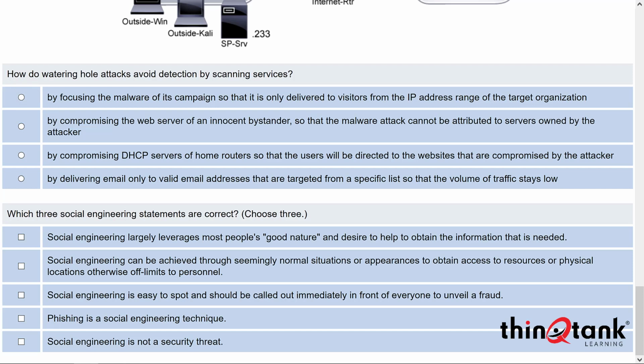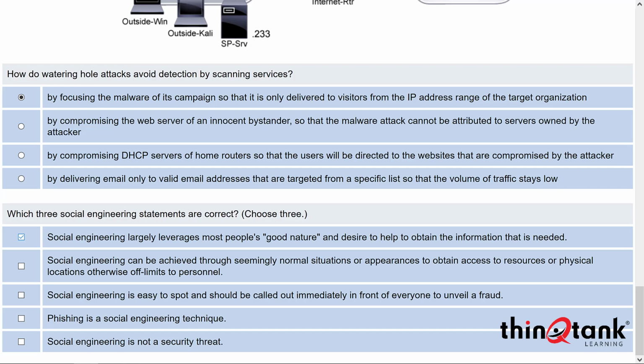All right. Let's see if we can get that highlighted there. Come on, there we go. Which three social engineering statements are correct? Social engineering largely leverages most people's good nature and desire to help. I mentioned that a couple of different times, right? It is just in our nature, most of us, not everybody, but most of us, to want to be helpful and to try and help people out.